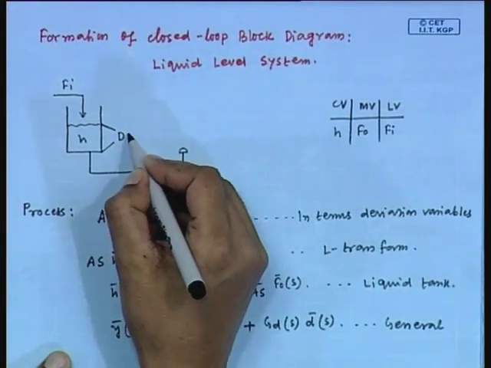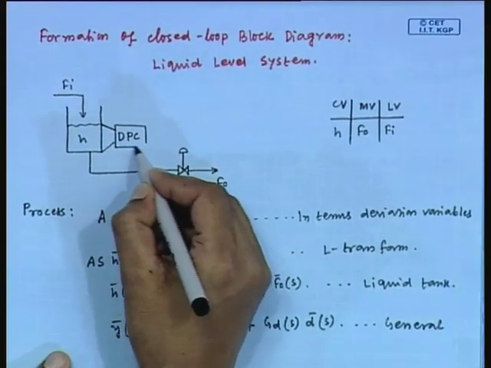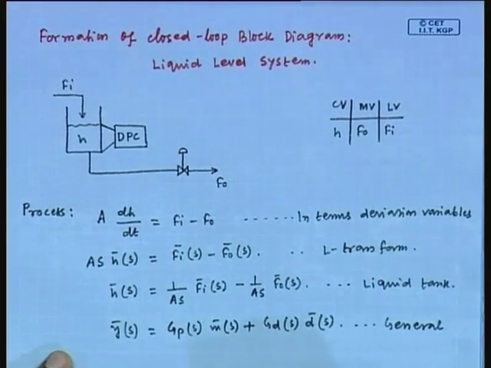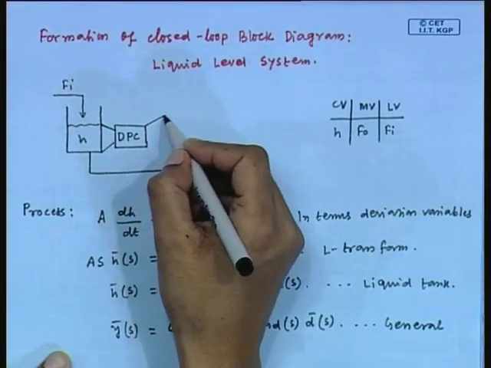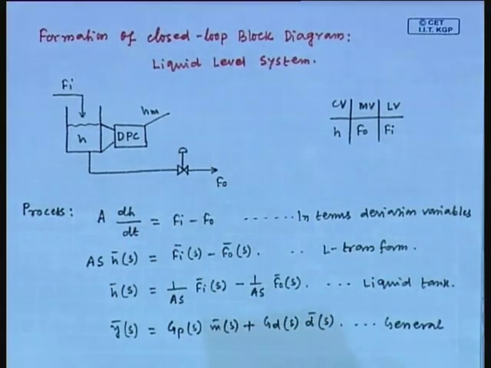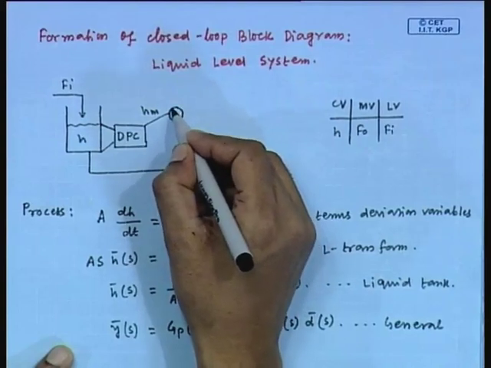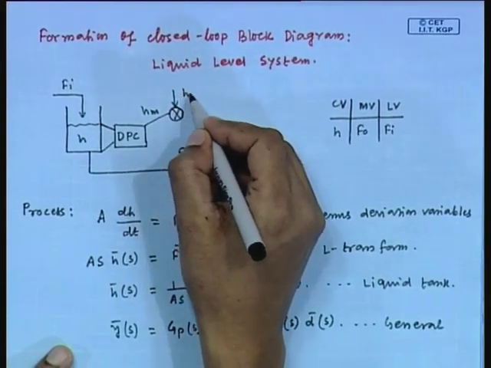So, to measure this liquid height, the differential pressure cell is extensively used. To measure the liquid height, differential pressure cell DPC can be used as a sensor. So, what is the output of this differential pressure cell? HM. The output of this differential pressure cell is HM. Original height is H and measured height is HM. This output is compared with the set point value HSP.